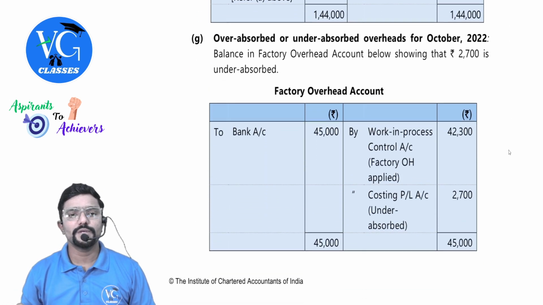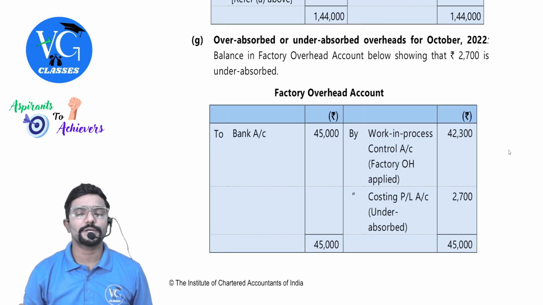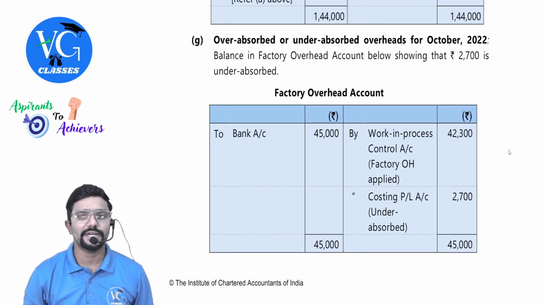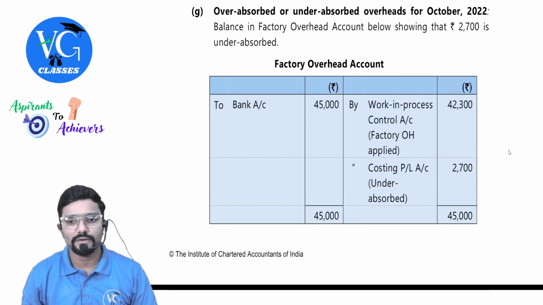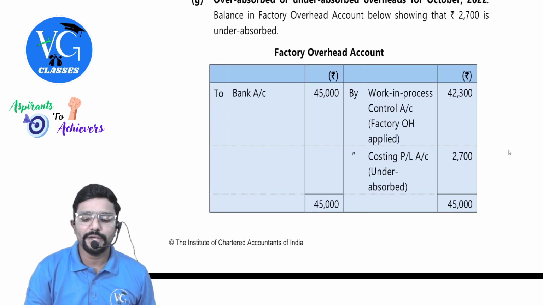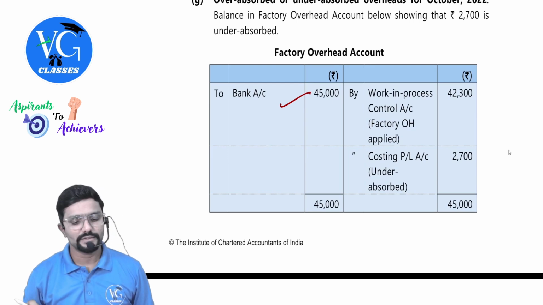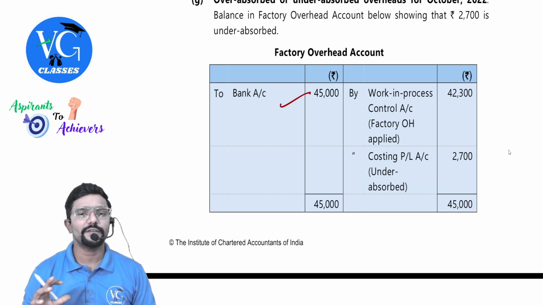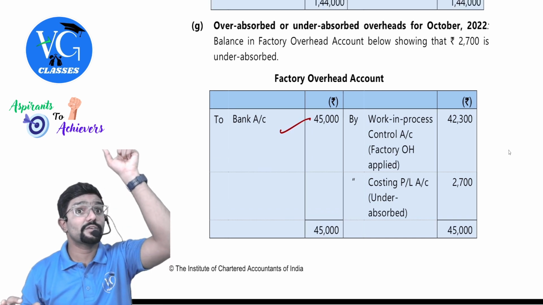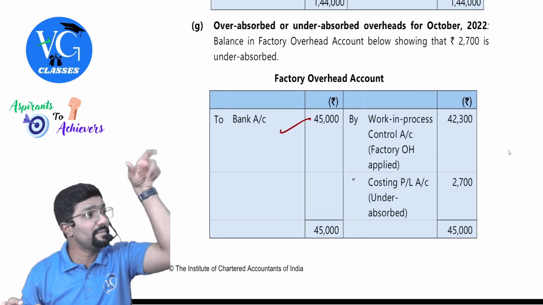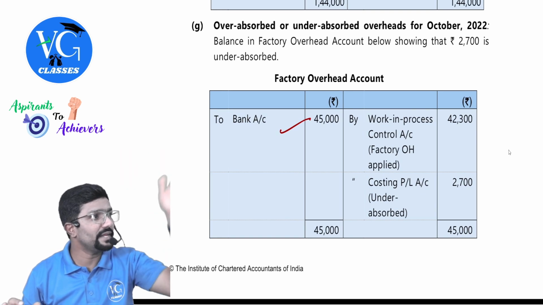Next, over absorbed or under absorbed overheads for October 2022. Balance in factory overhead account below showing that 2,700 is under absorbed. Sir, how is it? Simple. We have paid totally how much? 45,000. We have paid totally overhead 45,000, incurred. They are given in the question. Total debit is nothing but incurred.